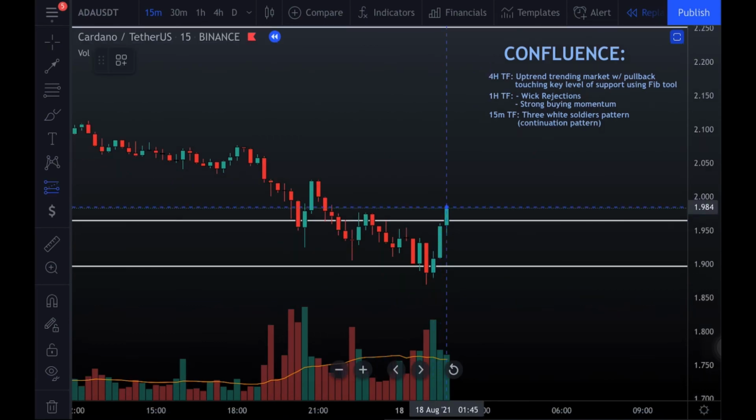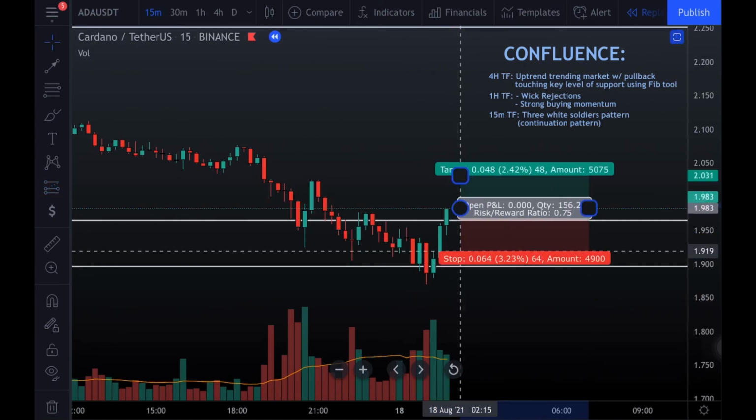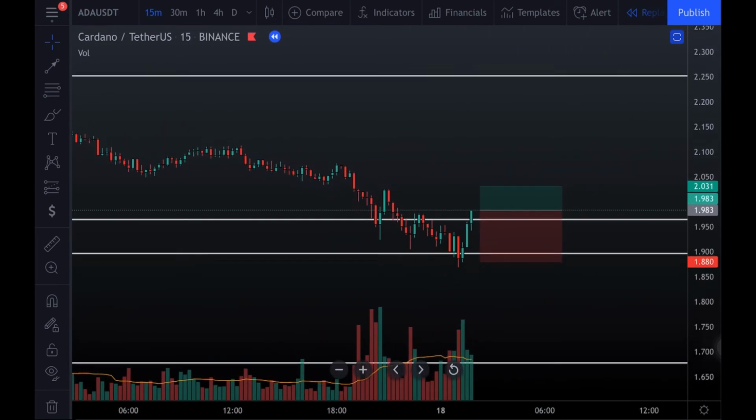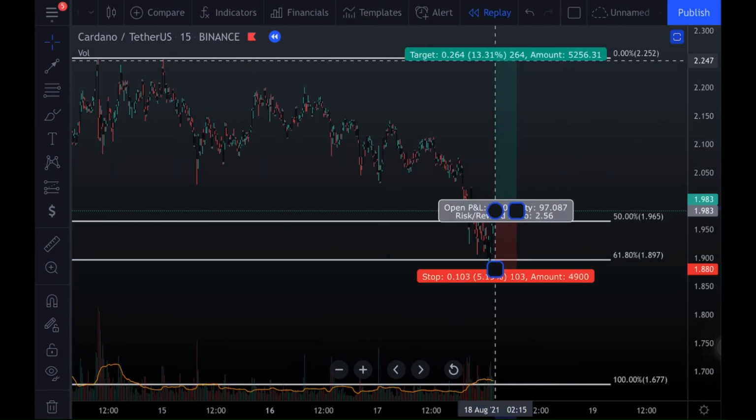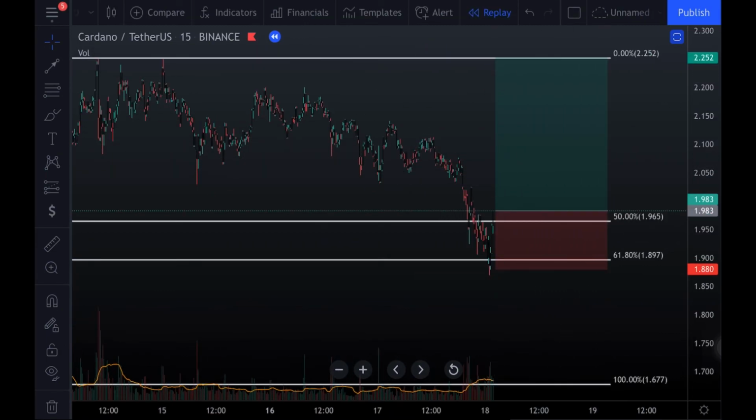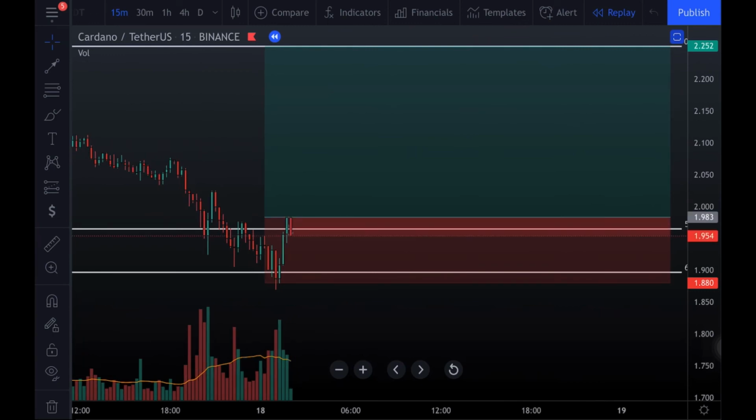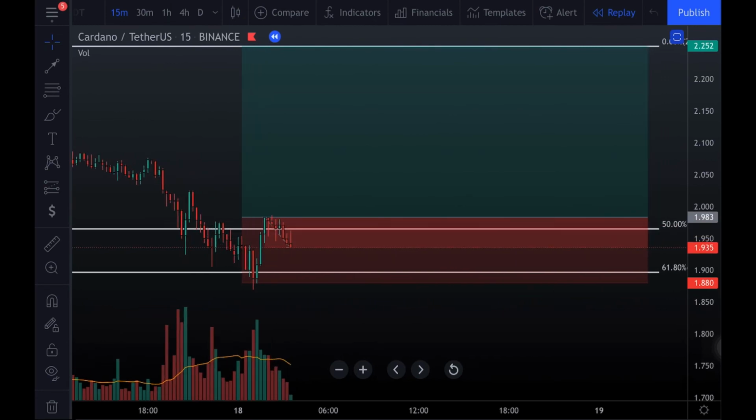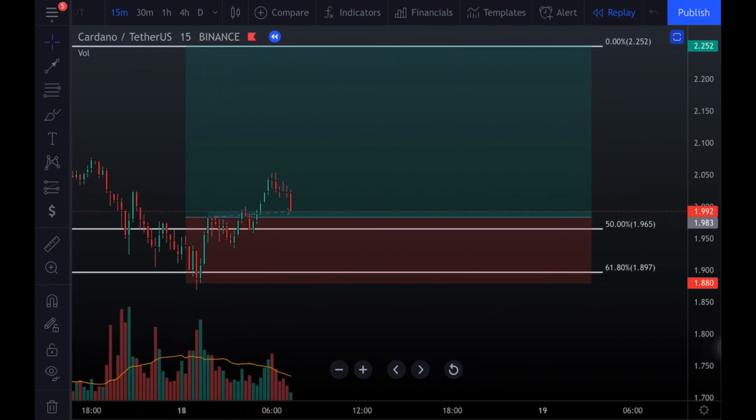So now I could put my entry over here. Stop loss just below this area. And as for the target, I would aim for the most recent swing high over here, but it's completely up to you. Remember to always take profit when you are happy with your gains, okay? So now we wait and see what the market does next.